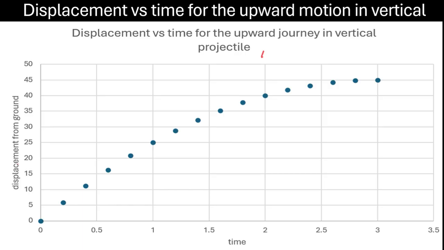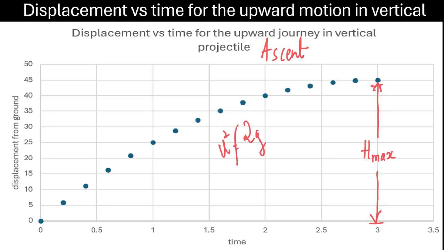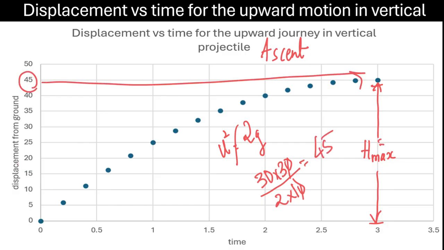So this actually represents the graph for ascent, right? And what is this? This here is the maximum height, the h max. And of course, you know that this is equal to u square by 2g. What is u? It is 30. So this is 30 times 30 divided by 2 into g, is 2 into 10. 30 times 3 is 90. 90 by 2 is 45. Again, you get 45 as the maximum height. So h max here is equal to 45, right?